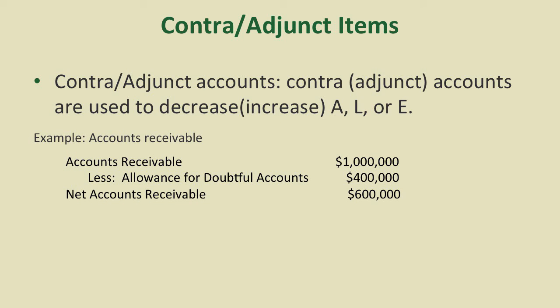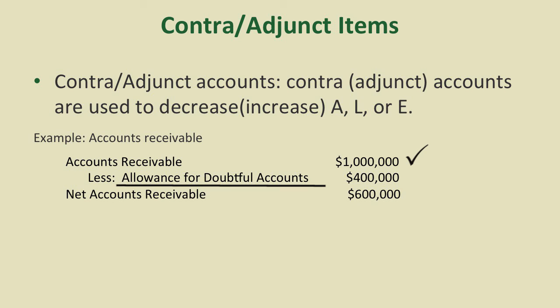The fourth technique is this contra or adjunct items. Contra account means decrease. Adjunct accounts means increase in asset, liabilities, or shareholders' equity. For example, let's see this accounts receivable. Accounts receivable for this particular company is $1 million. That means that this company is expecting to receive $1 million. However, there's a line item immediately after this accounts receivable, this allowance for doubtful accounts.